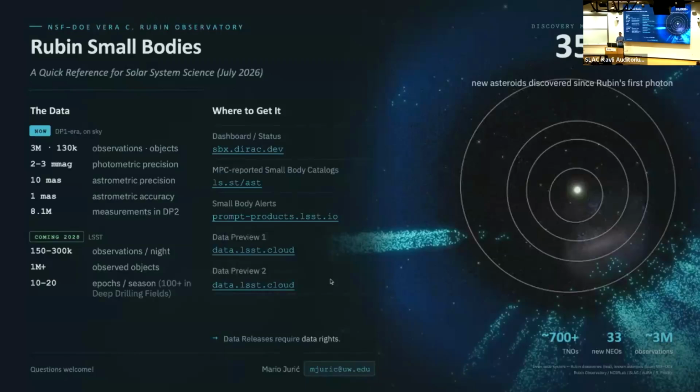Is the snapshot date of the MPC orbits data in DP2 documented somewhere? It is March 13. Yes, it's in the DP2 paper that's going to come out soon.